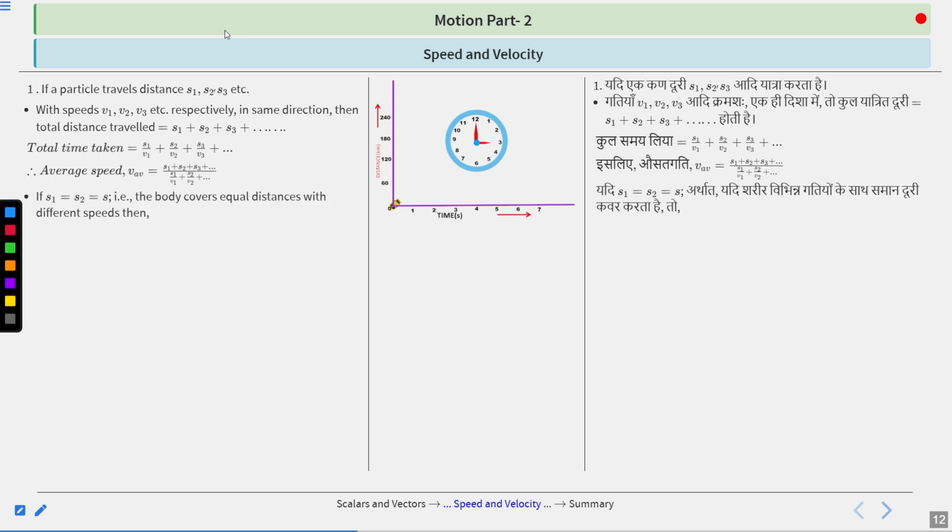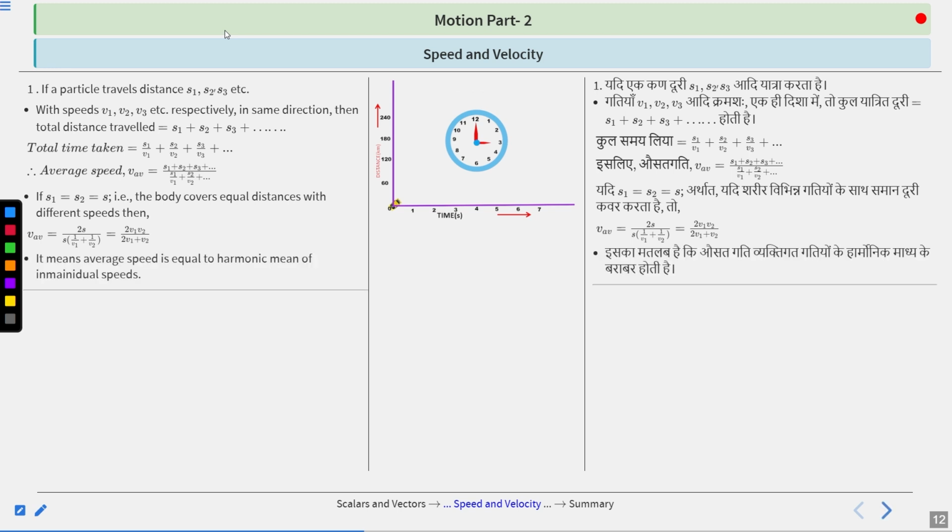If s1 is equal to s2, then both will be equal to s. Therefore, if the body covers equal distances with different speeds, then v_av is equal to 2s upon s(1 by v1 plus 1 by v2), which is equal to 2 v1 v2 by (v1 plus v2). It means the average speed is equal to the harmonic mean of the individual speeds.